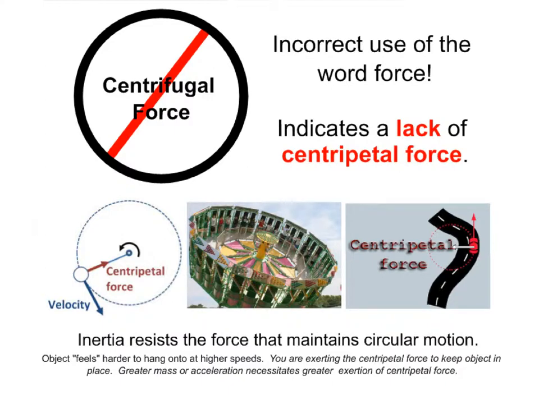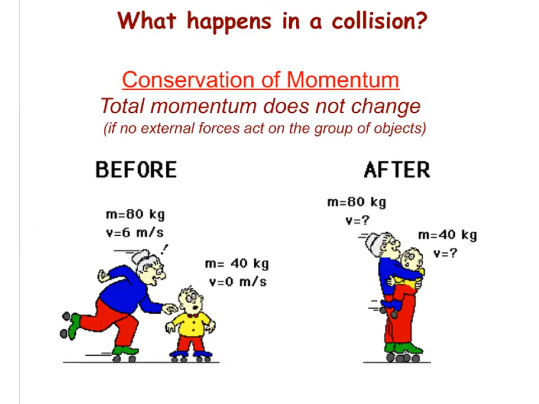That's because you need to exert more and more centripetal force. Remember, that's force pulling in toward the center of the curved path in order to keep that object in place. If you do not exert enough centripetal force, this object will continue at its straight velocity off at an angle tangential to this curve. So the greater the mass, the greater the acceleration, the more centripetal force you need to use to keep that object in orbit. Next question, what happens in a collision?